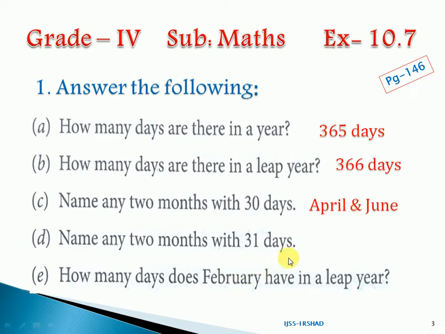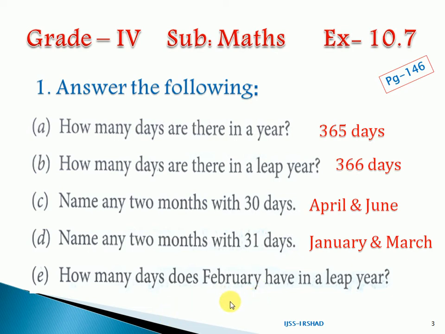And now name 2 months with 31 days. So when you are starting with your knuckle, first is January on the first knuckle, so it's 31 days. So you can write January and March also there. January, March. You can write other months also which have 31 days.